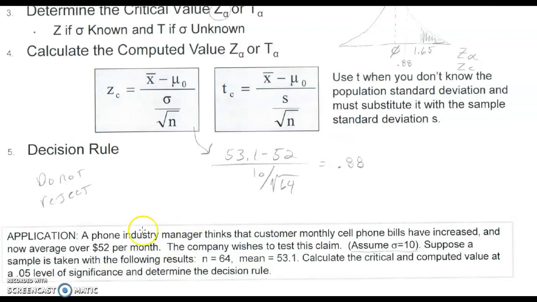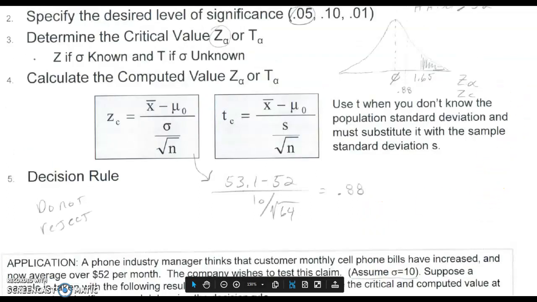that says a phone industry manager thinks that customer monthly cell phone bills have increased and now average over $52 per month. The company wishes to test this claim. Assume that the population standard deviation is equal to 10. Suppose a sample is taken with the following results. N is equal to 64. The mean is 53.1. Calculate the critical and computed value at a 5% level of significance and determine the decision rule.